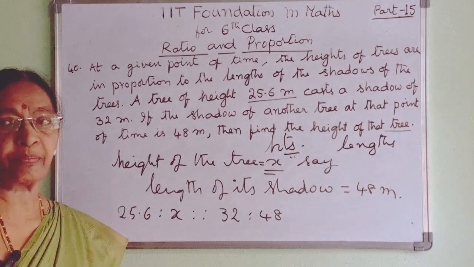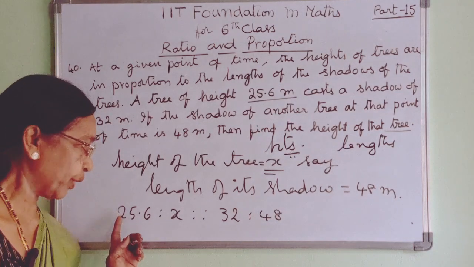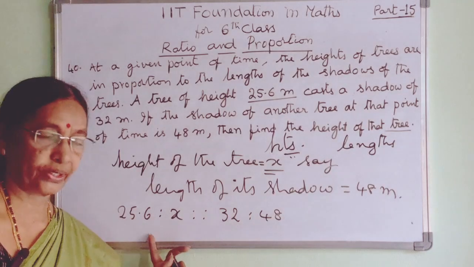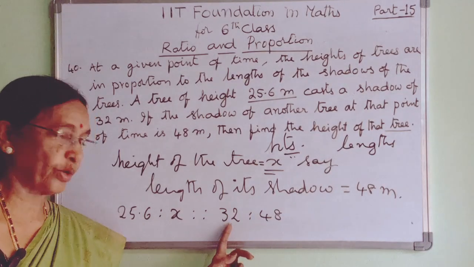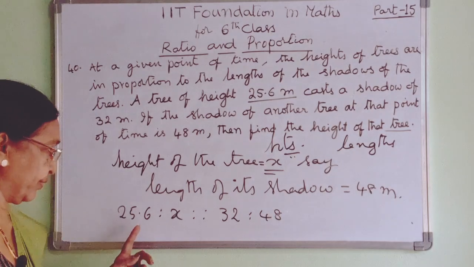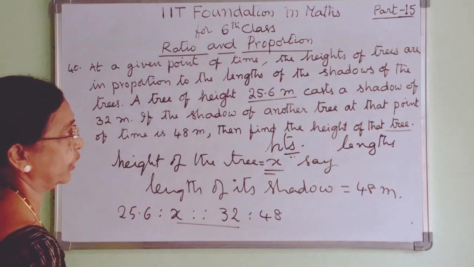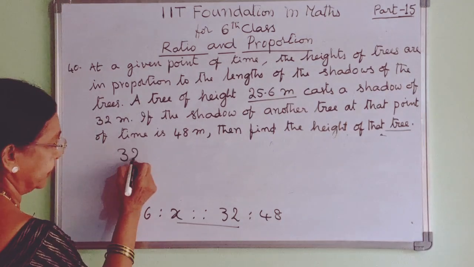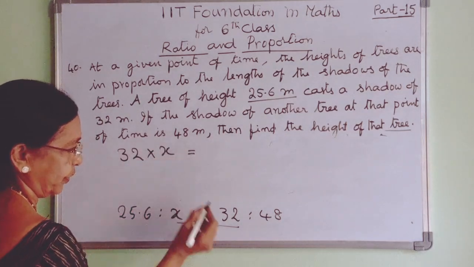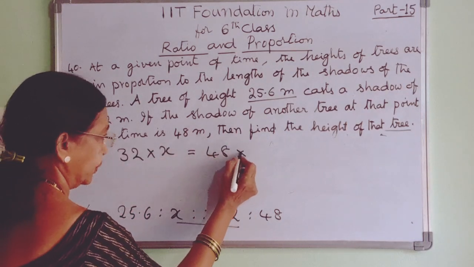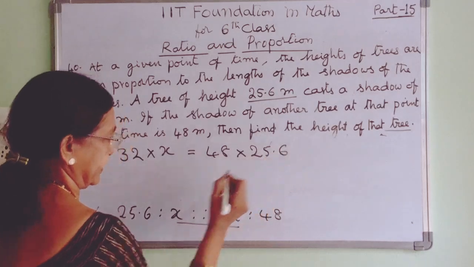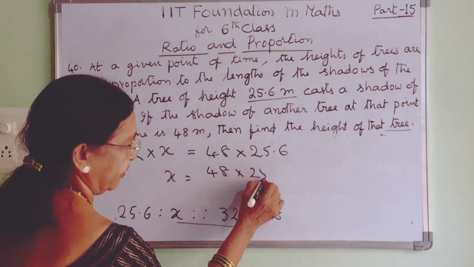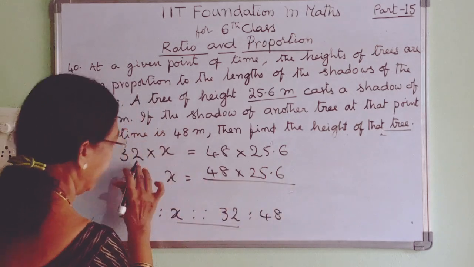If four numbers are in proportion, the product of extremes is equal to the product of means. Therefore, first we will take the product of means, that is x into 32, or 32 into x, is equal to 48 into 25.6. Therefore, x is equal to 48 into 25.6 by 32.